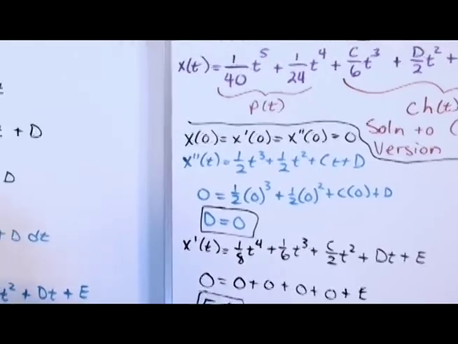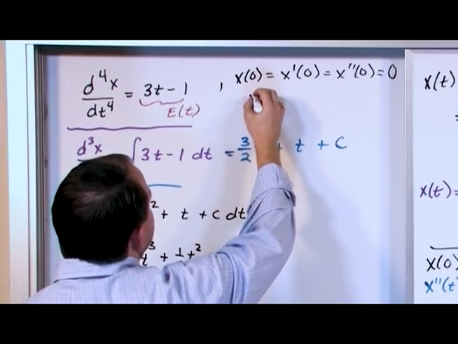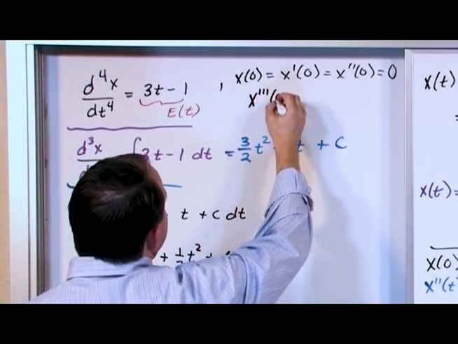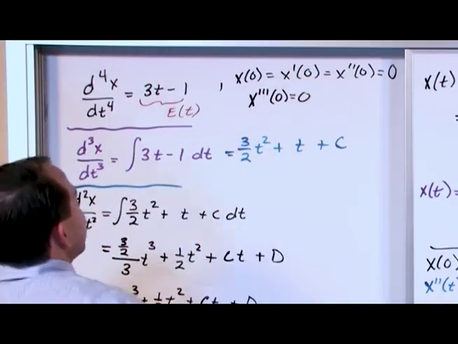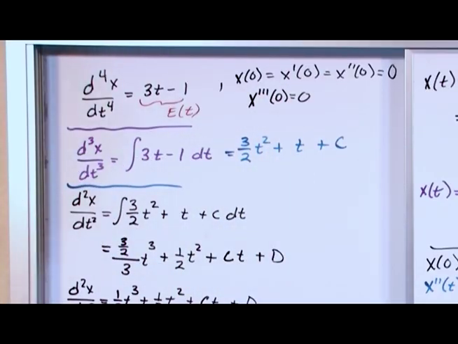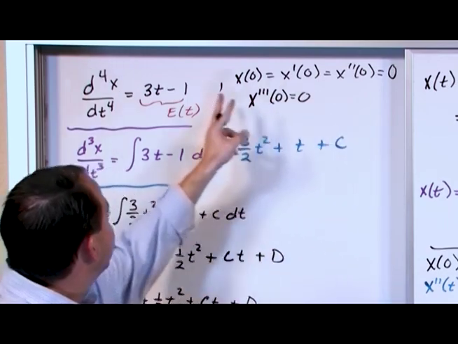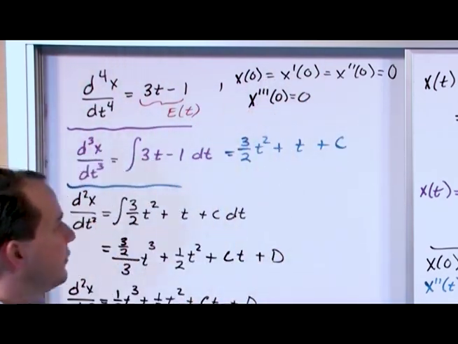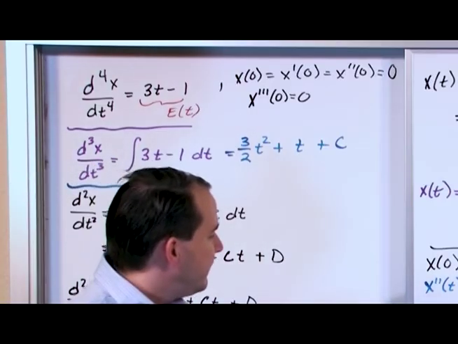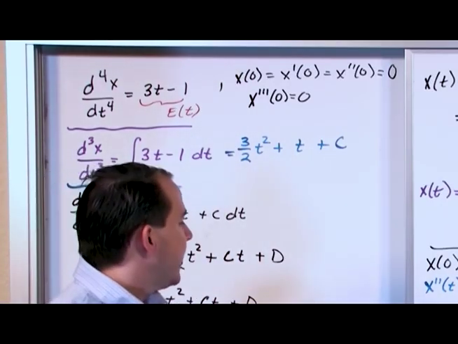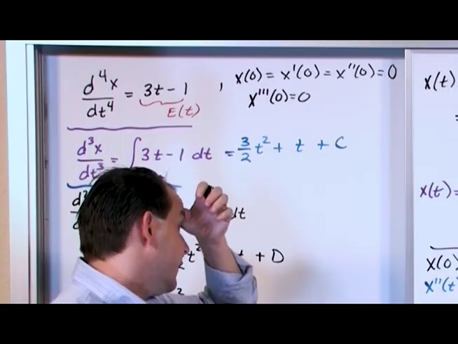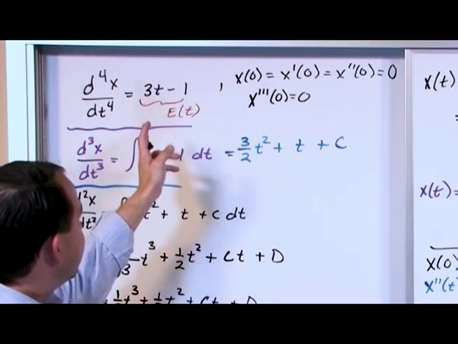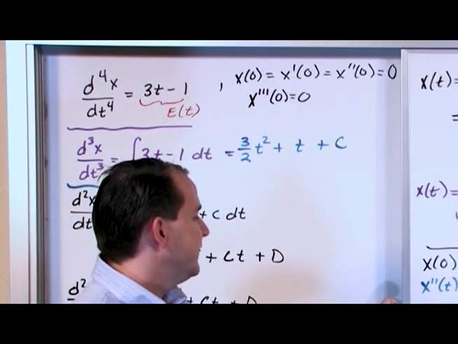Now I just noticed one thing. There's actually one more initial condition here: x triple prime of 0 is equal to 0. I just neglected to write that on the board. So you should always have as many initial conditions as the order of your differential equation. So here's 1, 2, 3, 4 initial conditions. We've already found d and e. And now we'll backtrack for a second and go up to our third derivative and try to find c.